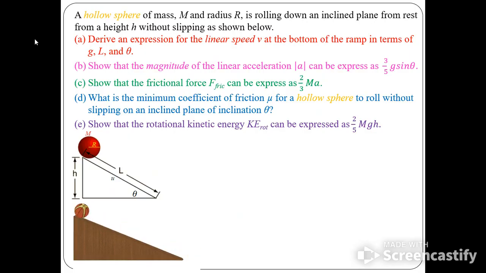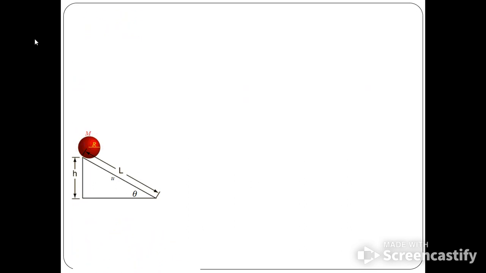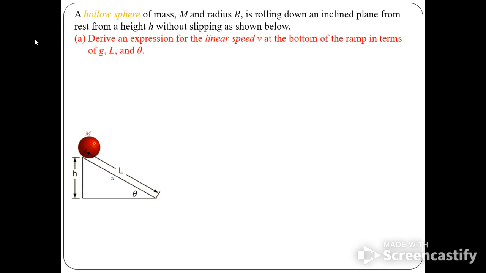All right, folks, here is an example of a hollow sphere rolling down an incline without slipping. Again, it is a hollow sphere, not a solid sphere, so pay attention to your coefficient of moment of inertia. Part A asks you to derive an expression for the linear speed at the bottom of the ramp in terms of g, L, and theta as dictated by the diagram on the screen.